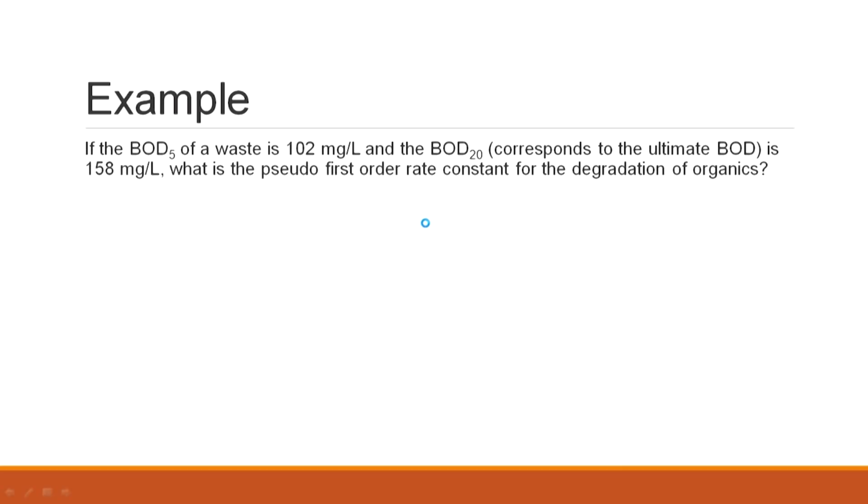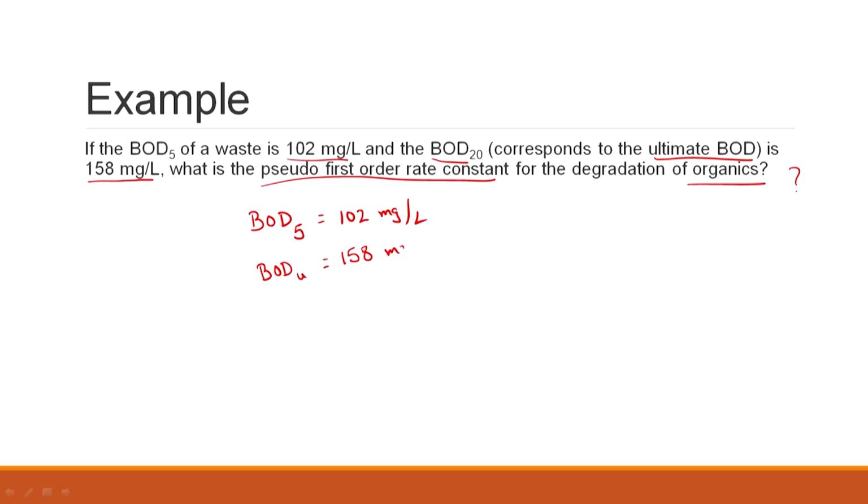Let us move on to a simple example. If BOD 5 of a waste is 102 milligram per liter and BOD 20, which we say is more or less equal to ultimate BOD, is 158 milligram per liter, what is the pseudo first order rate constant for the degradation of the organics? So, here BOD 5 at time t is 102 milligram per liter, and BOD 20, which is the ultimate, is 158 milligram per liter. Again, what is this? This is not LT, I was about to say that this was LT.